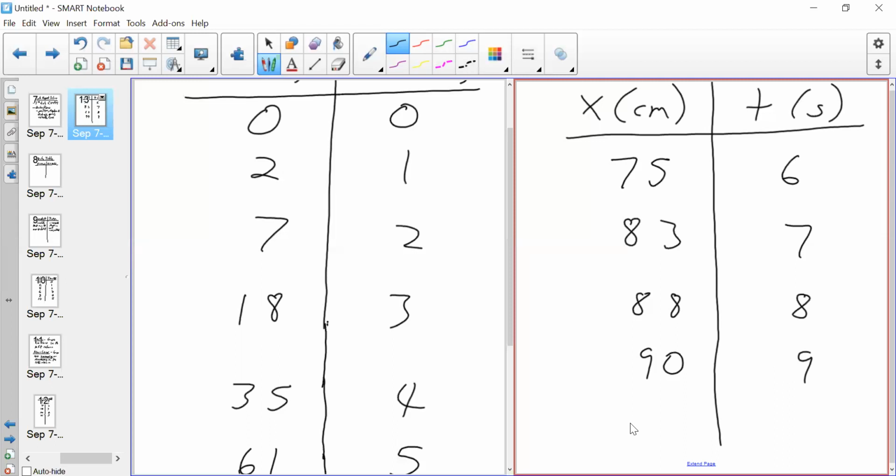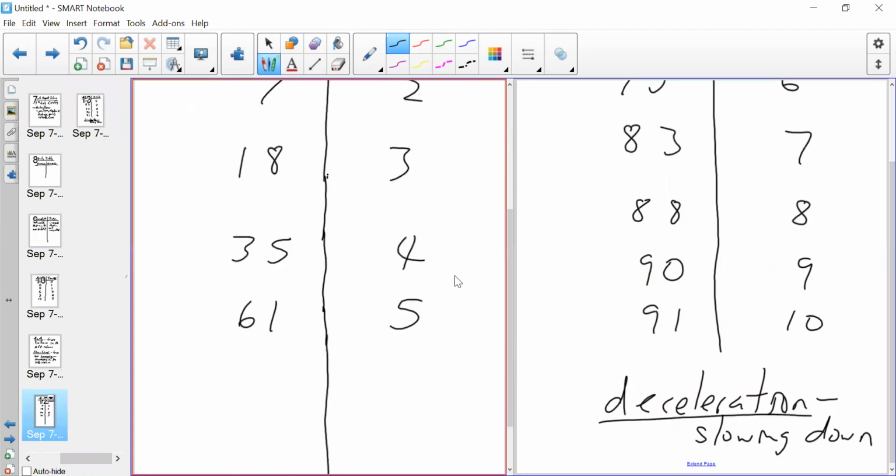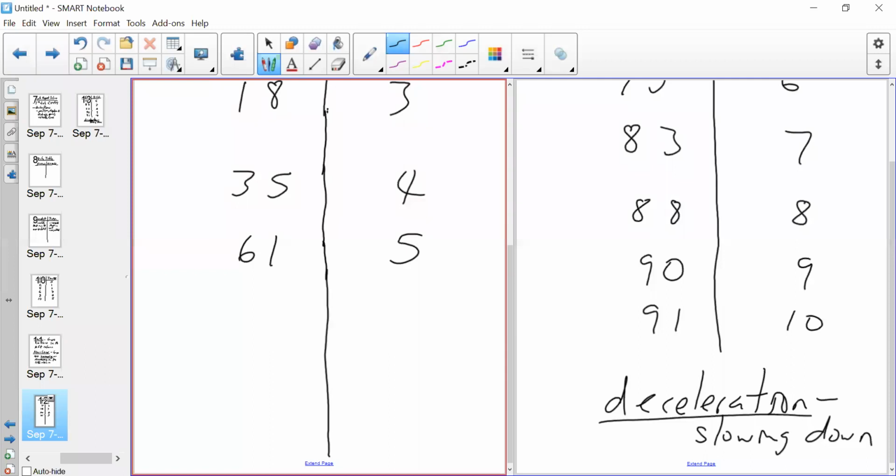You usually go to 10 seconds. But all right, I'll just squeeze that in. So this is deceleration or slowing down. And this is acceleration or speeding up.